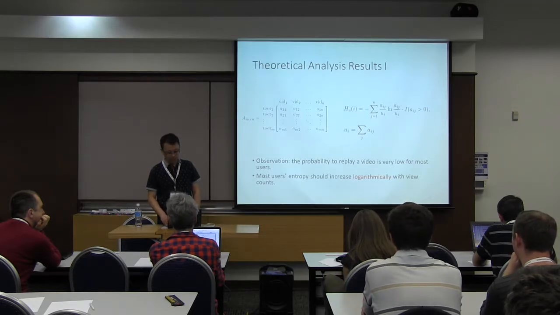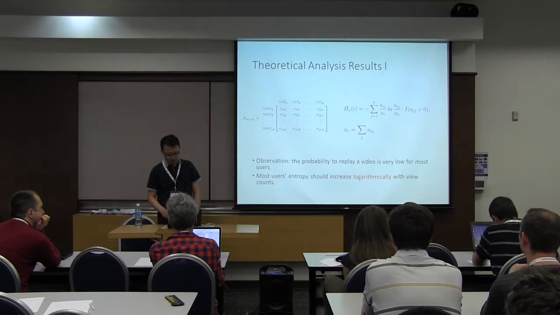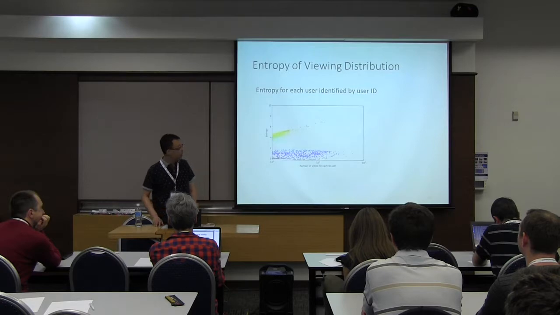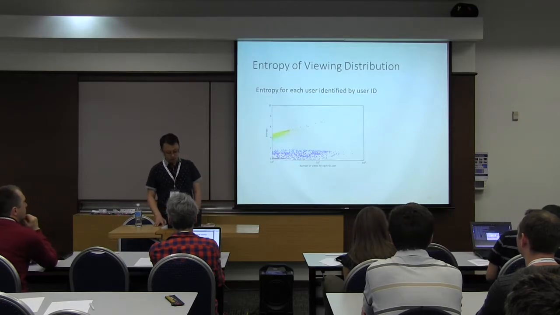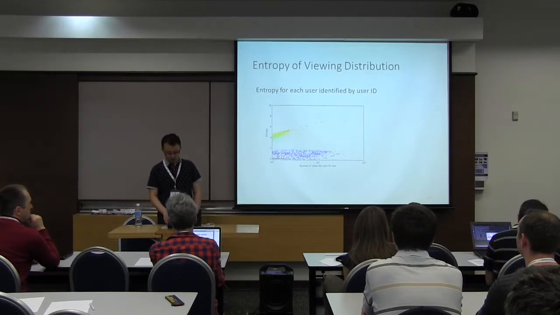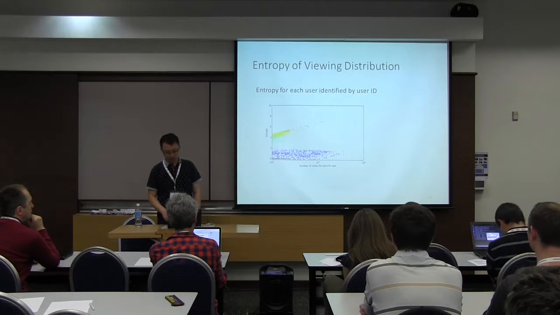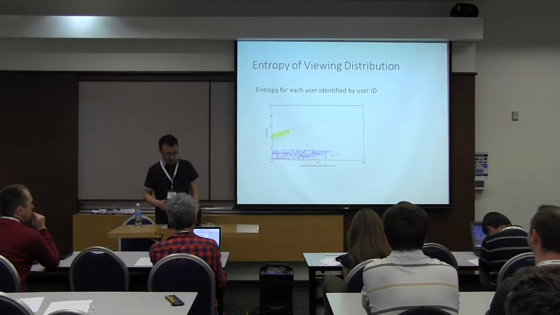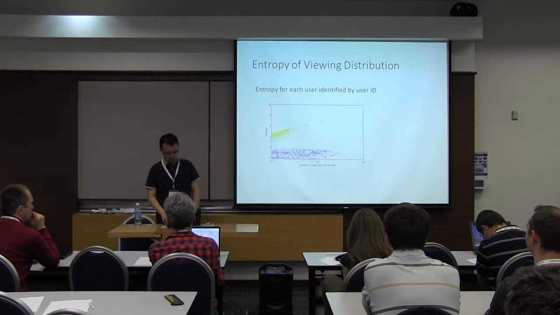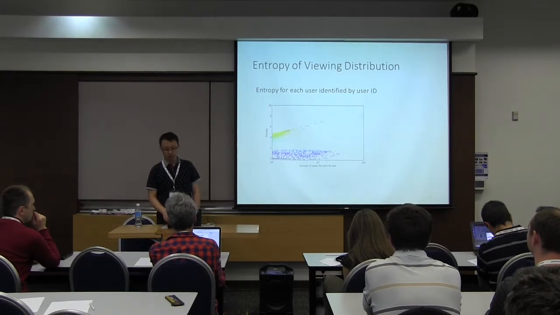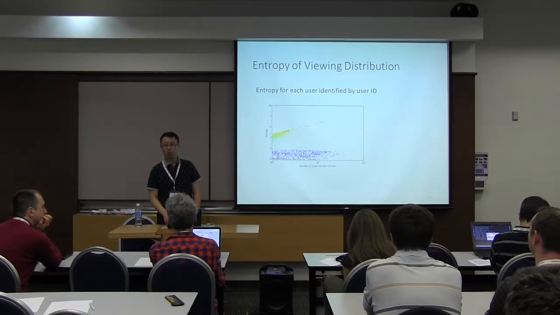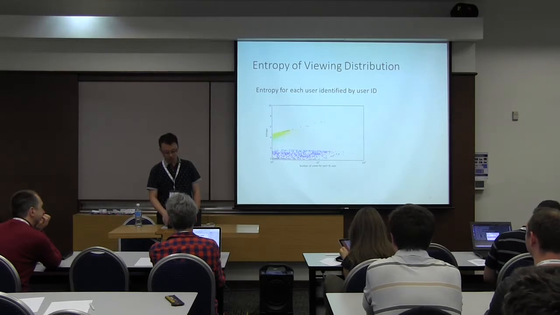And for users whose views focus on a particular video, the entropy value should be very low. So we plot all users' entropy in this figure. Here the x-axis is the view count and the y-axis is the entropy value. Each point represents a user. Apparently there are two groups of users. For the first group, the user's entropy increases with the view count. For the second group, the user's entropy is almost flat.